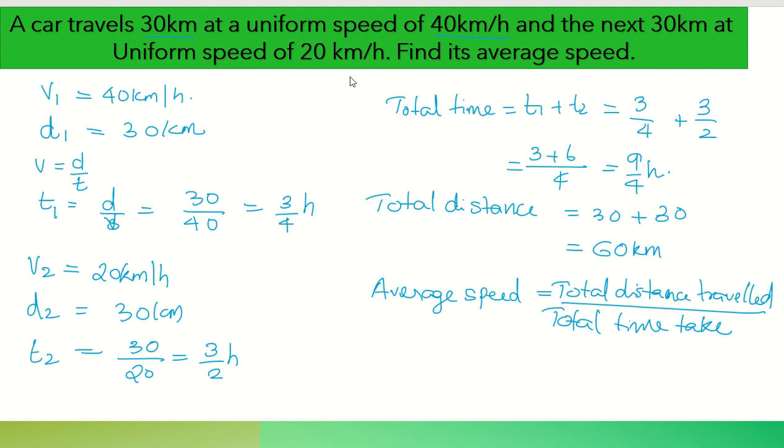Don't think that we can take the average of the speeds given in the question, okay, because many students do that. That is why I told it now. Because the formula for average speed is total distance traveled by total time taken. So total distance traveled is 60 kilometers and total time taken is 9 by 4, right? So 4 goes to the numerator, so it's going to be 240 divided by 9, and the answer is going to be 26.6 kilometer per hour.